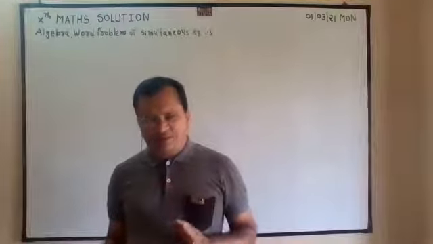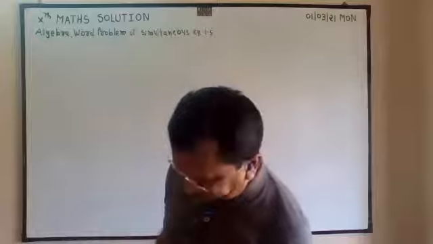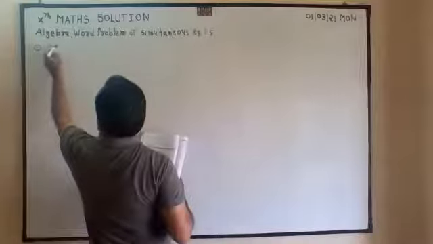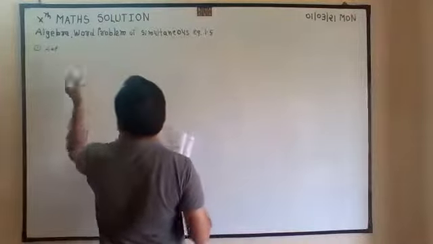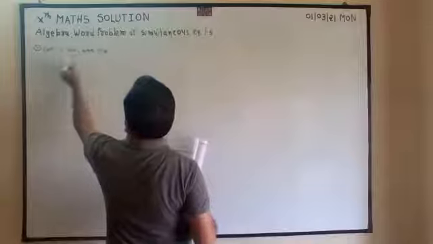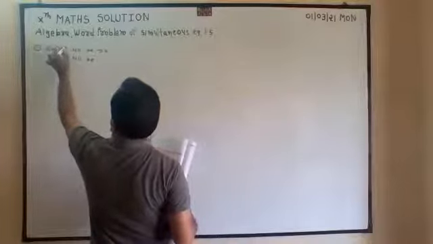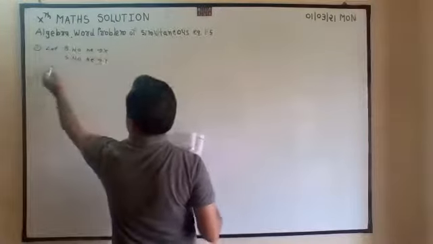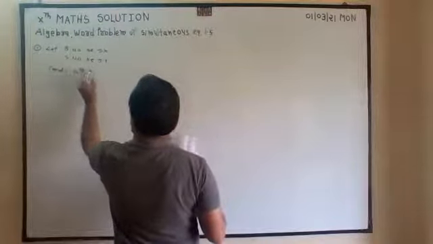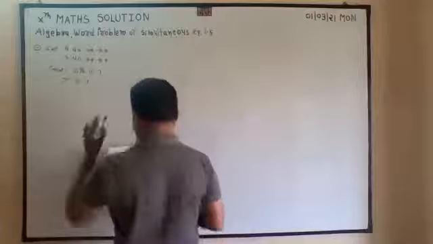Two different numbers differ by 3. First question. Let the larger number be x, and the smaller number y. Condition 1: the difference is 3. So big number minus small number is equal to 3.